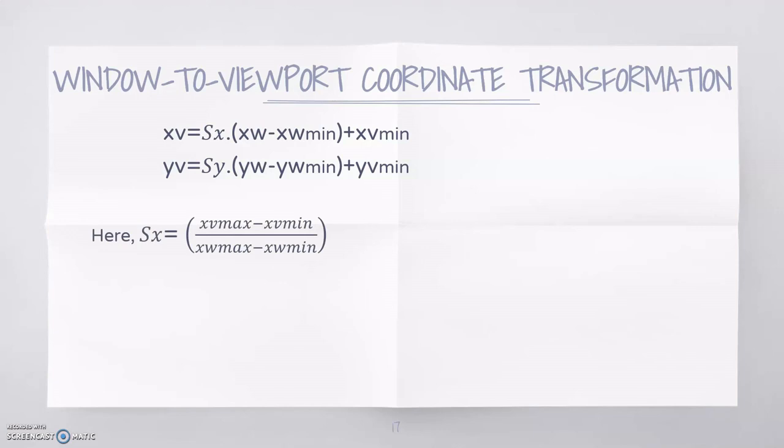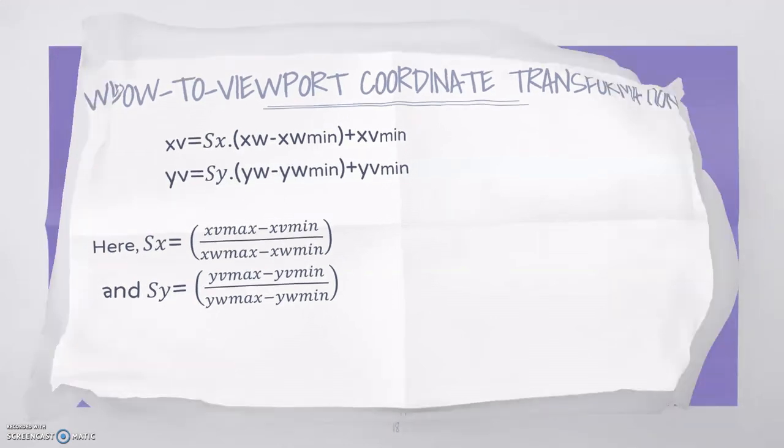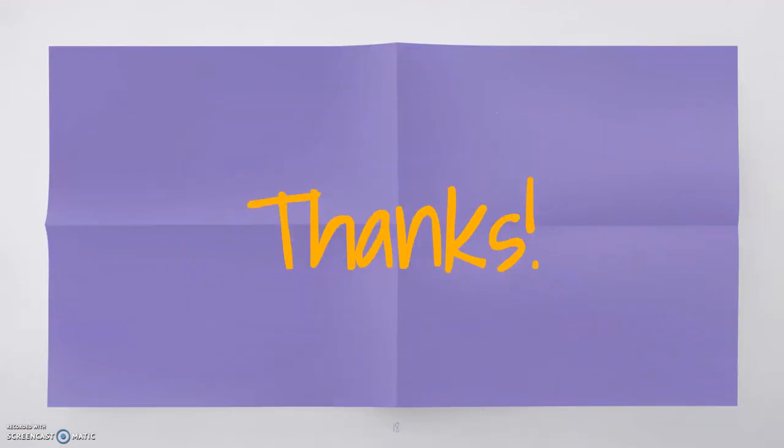Here Sx is (XV max minus XV min) divided by (XW max minus XW min), and Sy is (YV max minus YV min) divided by (YW max minus YW min). Here Sx and Sy are the scaling factors to scale from the window to viewport size, and XV min and YV min are translation factors which take the scaled window coordinate to the corresponding location in the viewport. This is how we perform window to viewport coordinate transformation. Thank you so much.